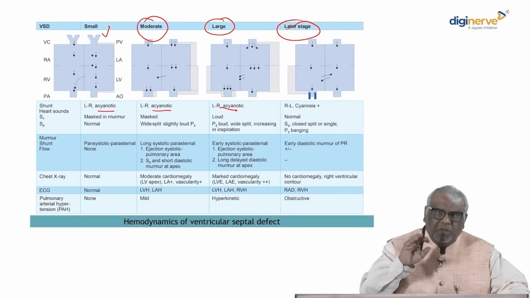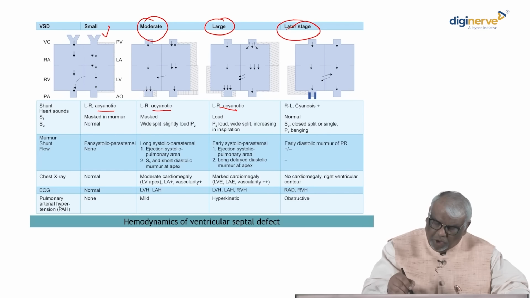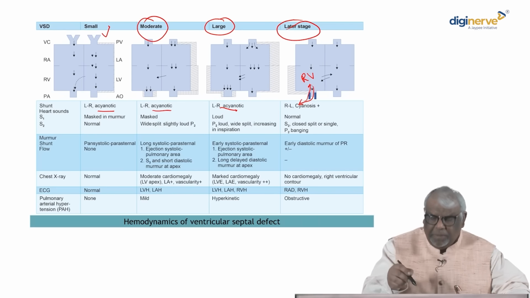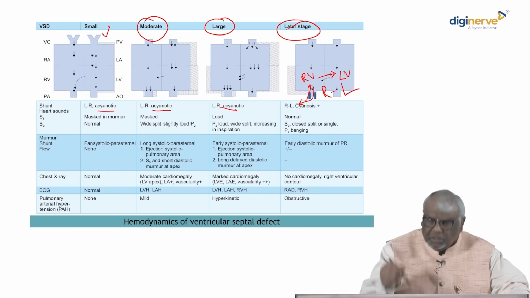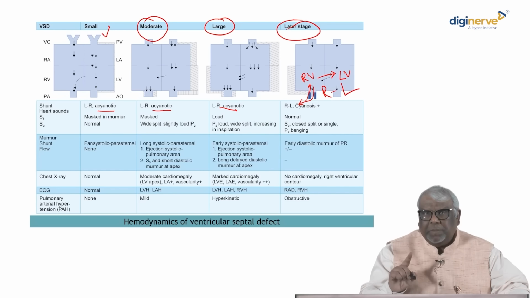Now, what will happen? If the outflow from the pulmonary valve is obstructive, then there is a back pressure. Due to this back pressure, the right ventricular pressure increases and ultimately it may equalize the left ventricular pressure or even exceed it. When this occurs, the shunt changes from a left to right to a right to left shunt. So, this is the later stage that ultimately happens in a VSD.